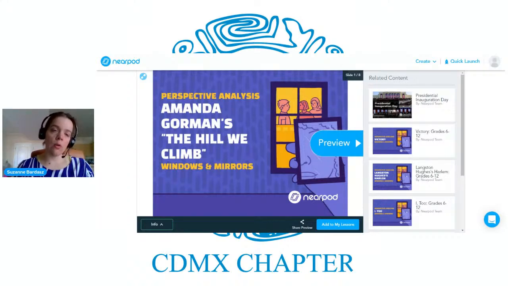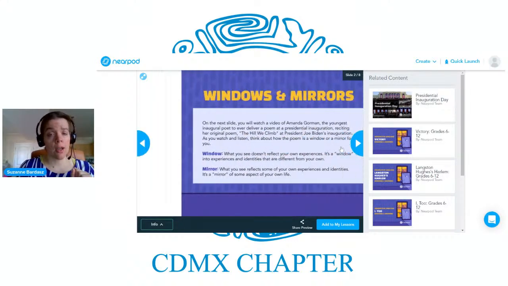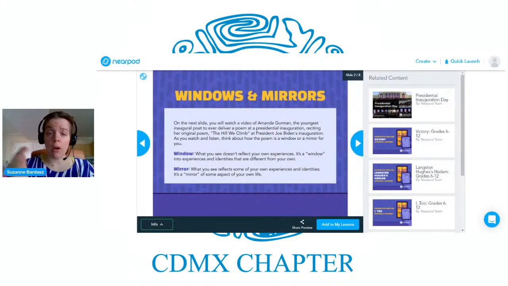So I'm thinking, okay, I need to teach a poem to my students. I'm going to look at this poem more in depth. So let me preview this lesson. What does it look like? So I click here. Here it gives some background information. Okay, so we're going to watch a video of Amanda Gorman. She was the youngest inaugural poet to deliver a poem at a presidential inauguration.